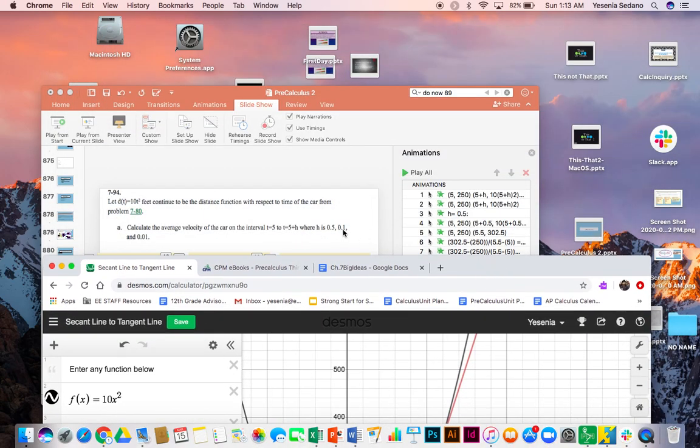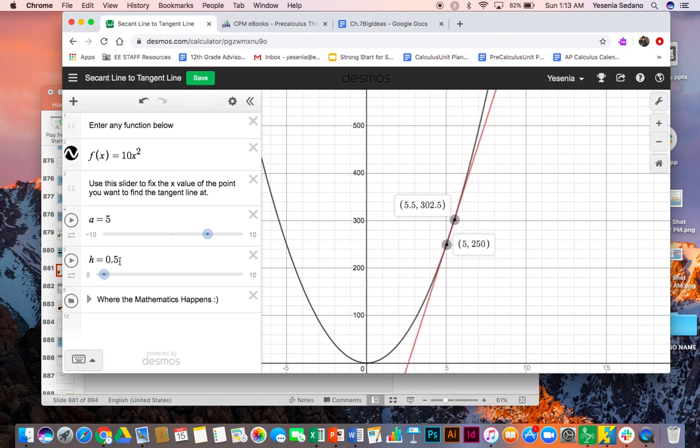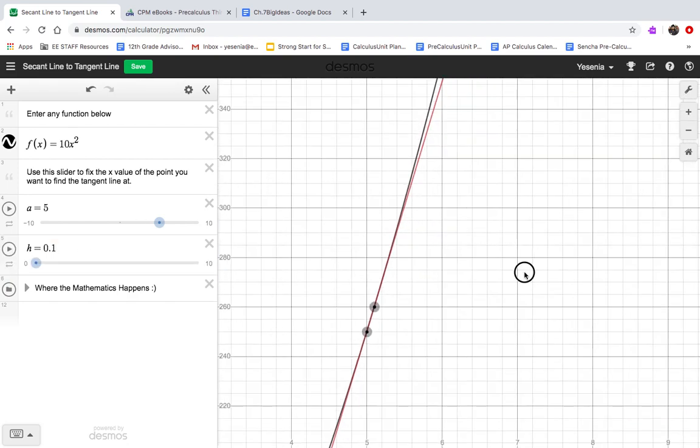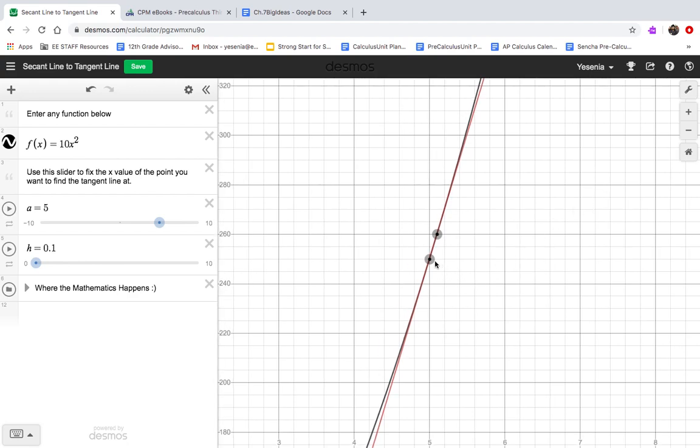So the next point was when h was 0.1. And h, by the way, y'all, is basically the horizontal distance from this point to this point. Think of this like a triangle, and h is the horizontal distance. We're going to shorten this horizontal distance. We're going to now make it 0.1. Look at this. It got closer. I have to zoom in a bit. So now the horizontal distance of this imaginary triangle is 0.1.